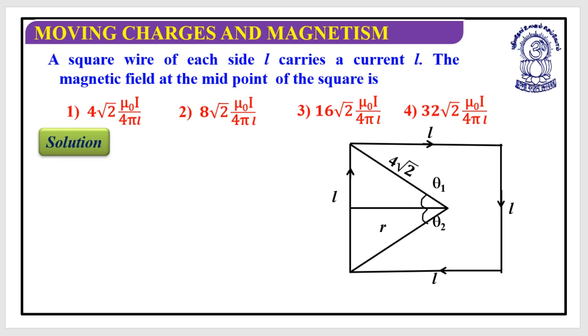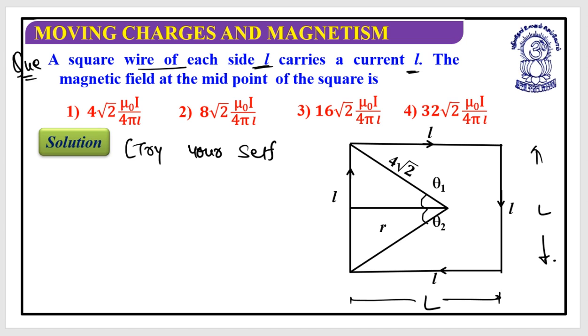Let's work on the next question. Yes, it is the same and repeated question. You are going to do this. What does it say? It says a square wire of each side L carries a current I. Okay, this is current I. The magnetic field at the midpoint of the square is, yes, you are going to do this. This length is given, that is L, and the current flowing I is also given. So try it yourself. We already did it in the previous class. Yes, so now I'm sure you are going to do this, and that can be done easily.